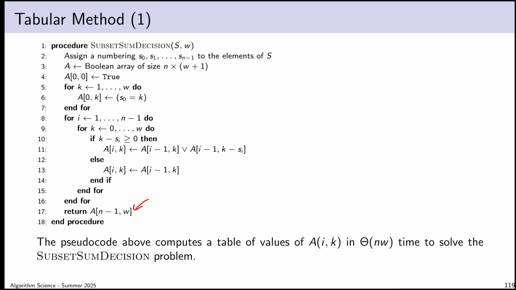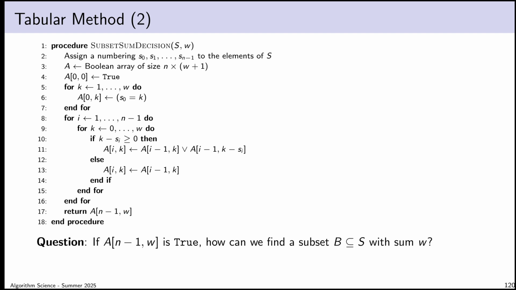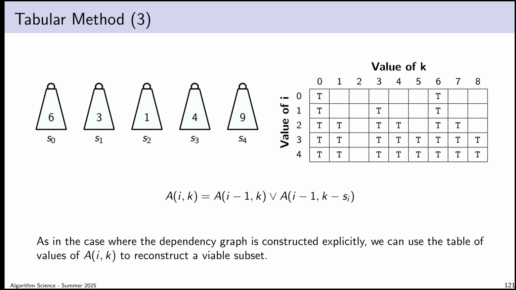We're going to see in a minute that if I just return the table, so if I just take the matrix A, I can use the truth values in it, similar to what I did earlier with the dependency graph, as a way of reverse engineering the subset. So the question is basically, suppose I happen to know that A[n-1][w] is true, how do I go about finding the subset once I have this table of values? And the answer is, I do pretty much exactly the same thing I did earlier, I just have to learn how to read the matrix, basically.